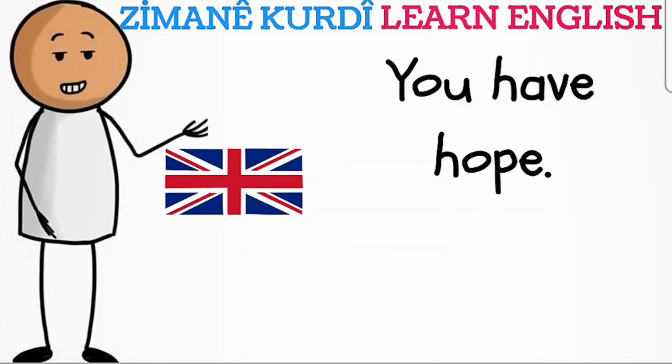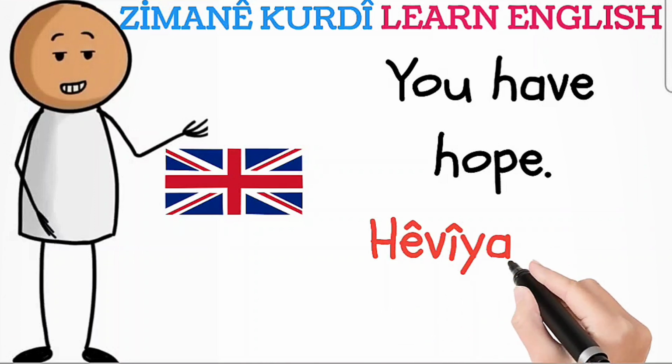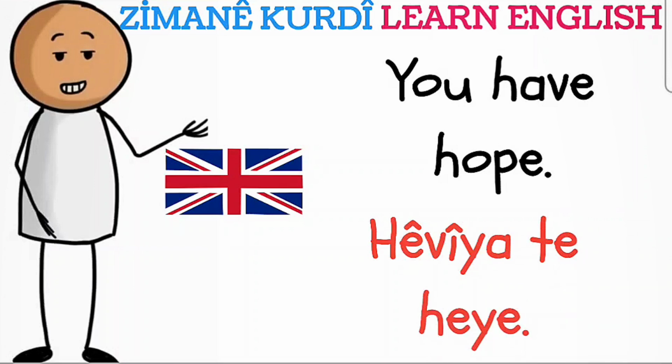You have hope. You have hope. As you see, we are taking the whole sentence according to all subjects and objects. You have hope. You, that. That's why you have hope, heavy or here.